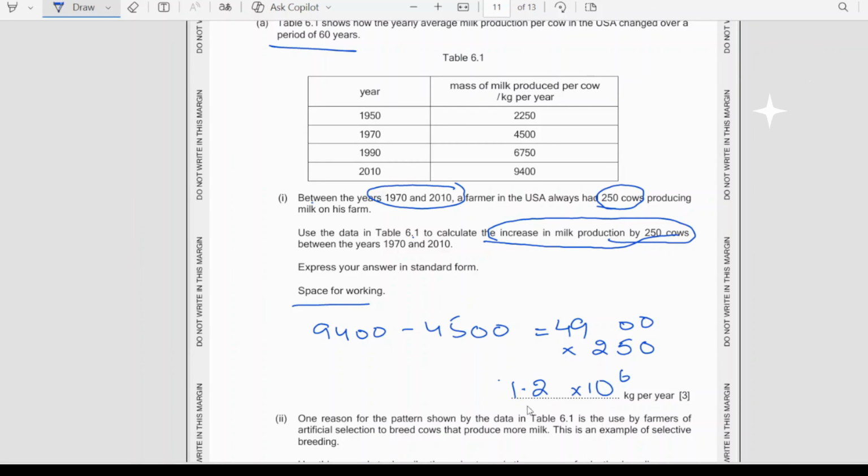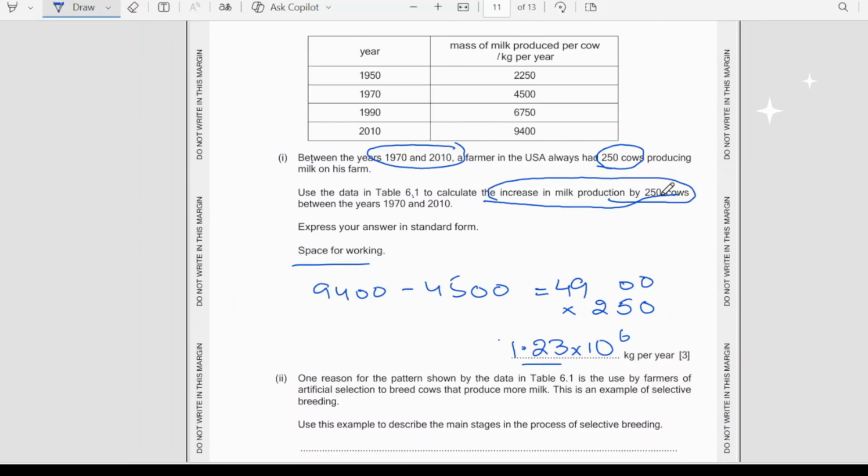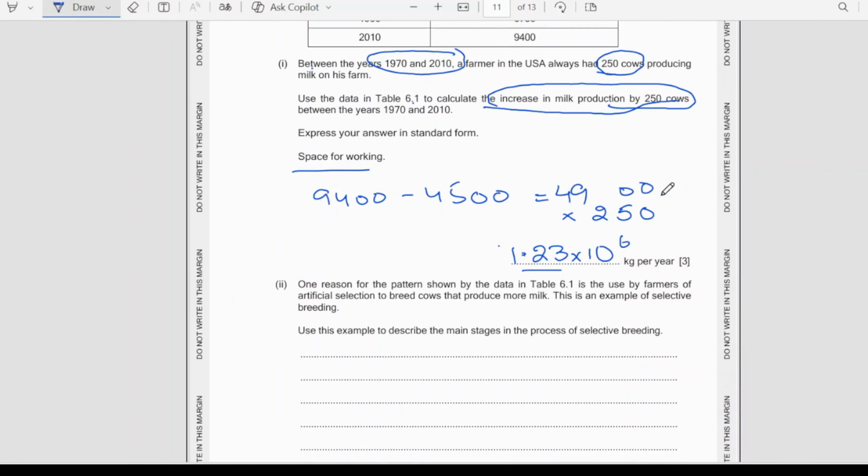It's better to write two decimal places. Give me two decimal places. Okay, 1.23. Use this. One reason for the pattern shown in the data is used by the farmer: artificial selection. This is an example of selective breeding.